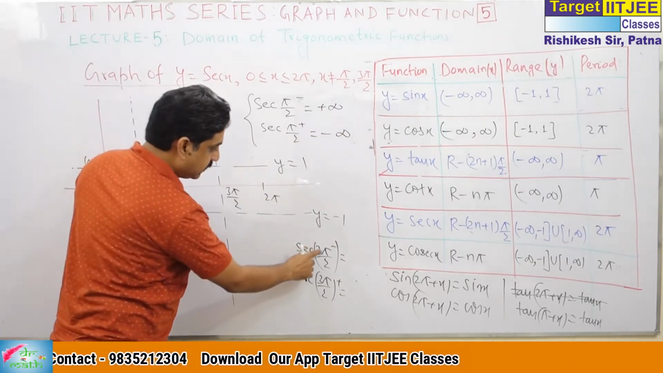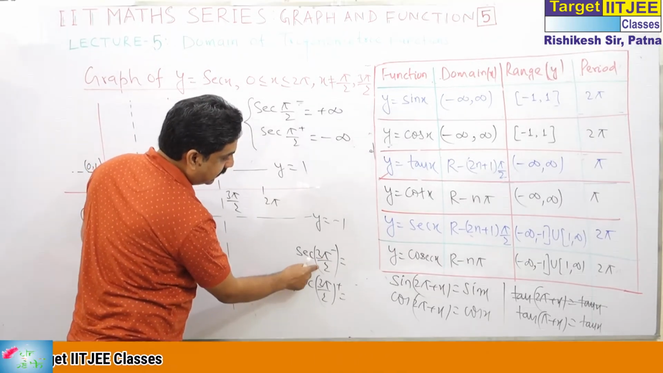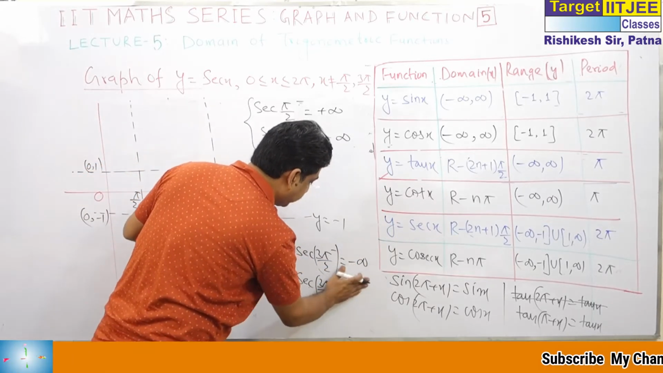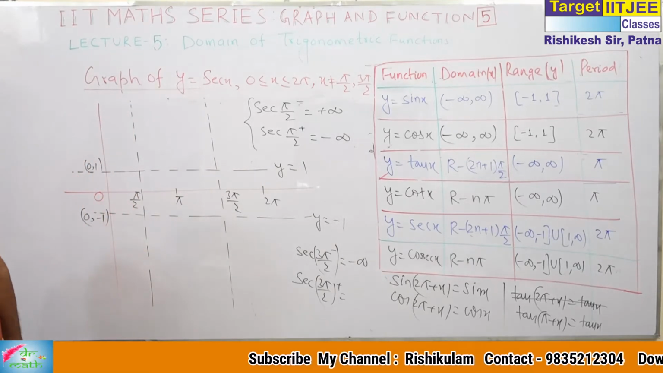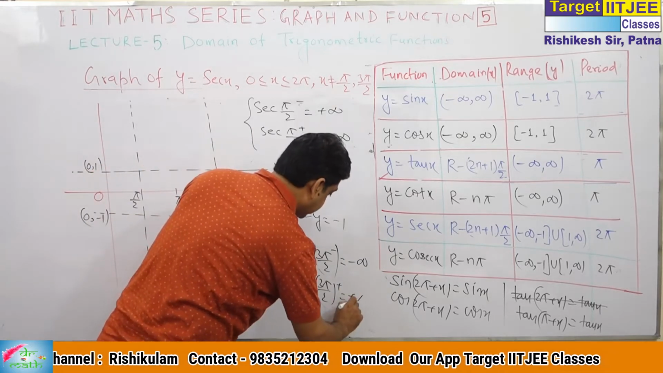You can see 3 pi by 2 minus is in the third quadrant. In the third quadrant tan is positive, cos and sec are negative, so this is minus infinity. 3 pi by 2 plus is in the fourth quadrant. In the fourth quadrant cos and sec are positive, so plus infinity.